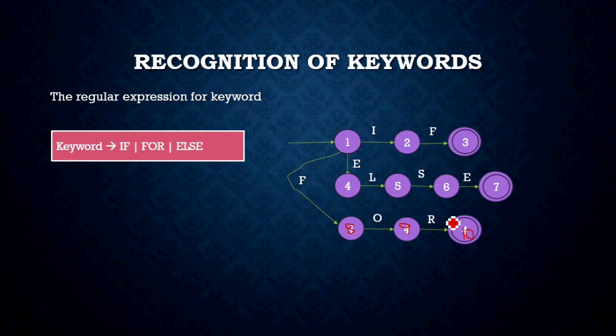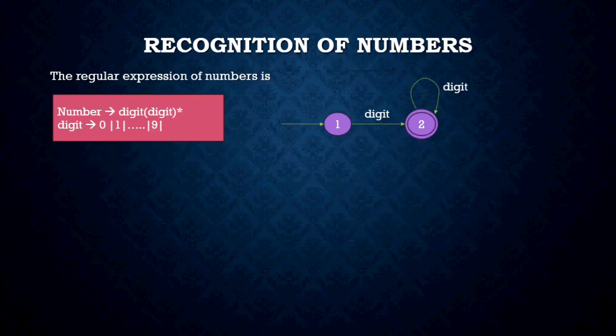Now we'll go for the next one. The last one is recognition of numbers. A number starts with a digit and is followed by any number of digits. So I have written a rule here: number tends to digit, and digit can be followed by a set of digits, so digit star. And what is that digit? Digit spans from 0 to 9.